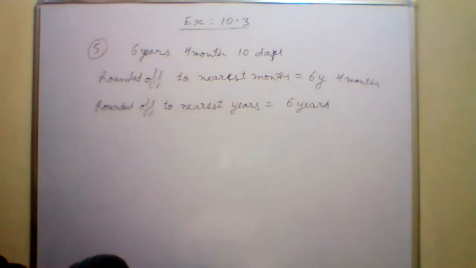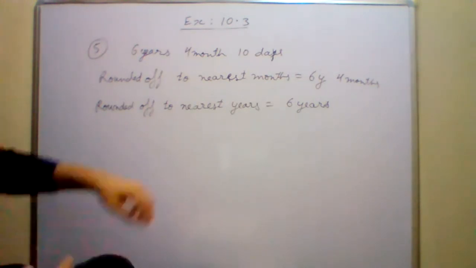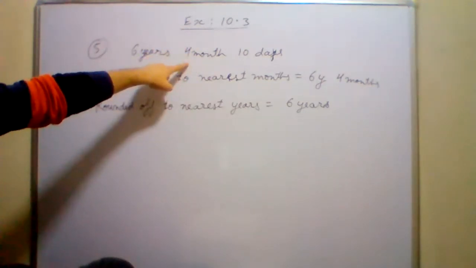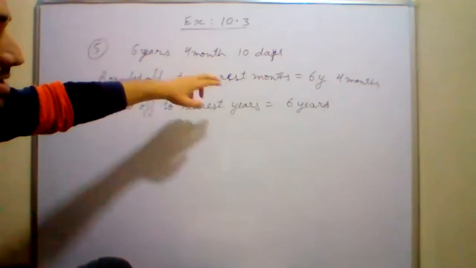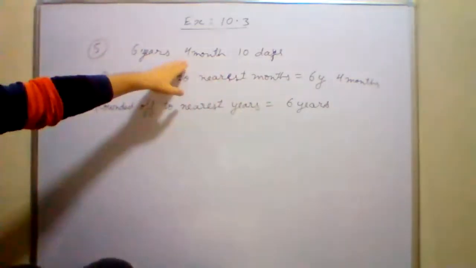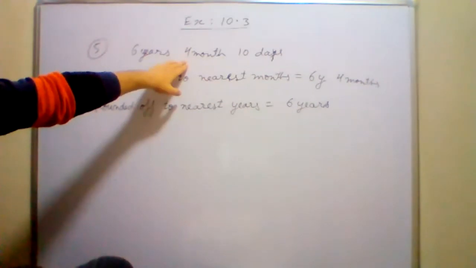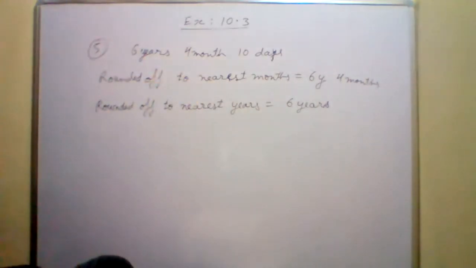How many months are there in a year? There are 12 months in a year. And what is half of 12? 6 months. And 4 months is less than 6. So your answer will be 6 years. If it was more than 6 months, what would our answer be? More than 6 months.